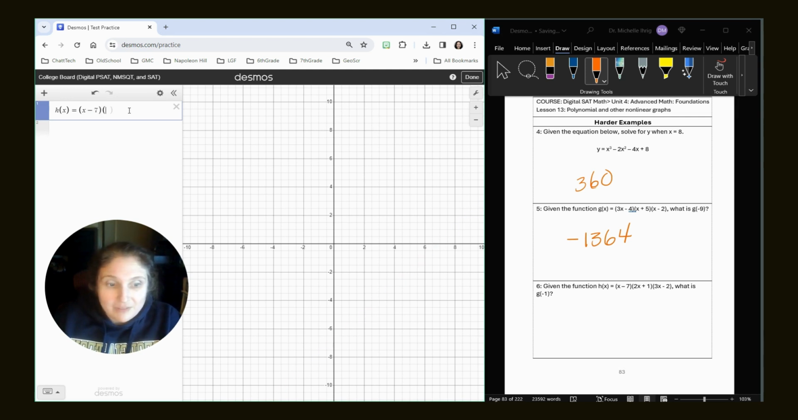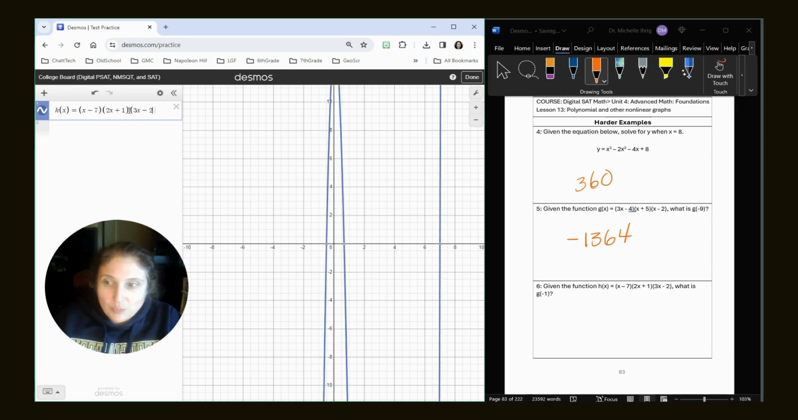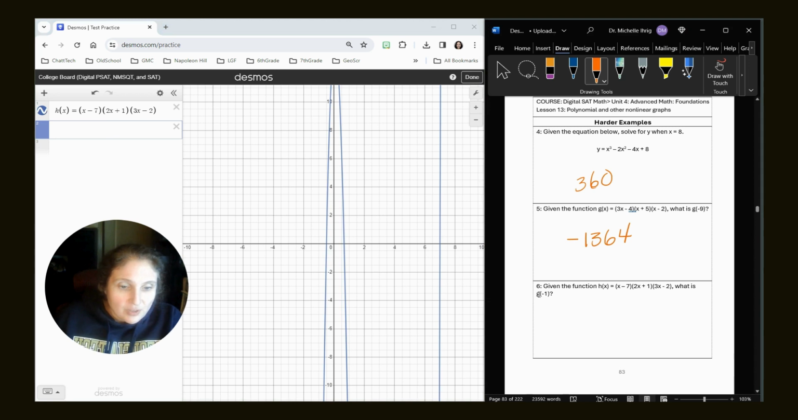X minus 7 times the quantity 2x plus 1 times the quantity 3x minus 2 minus 7x plus 1. That looks good. And it wants what is g of, oops, that should be an h. What is h of negative 1?